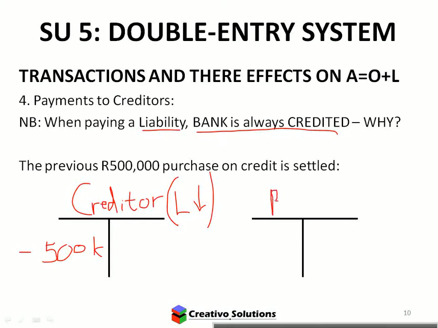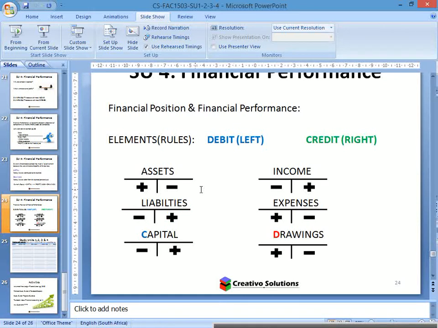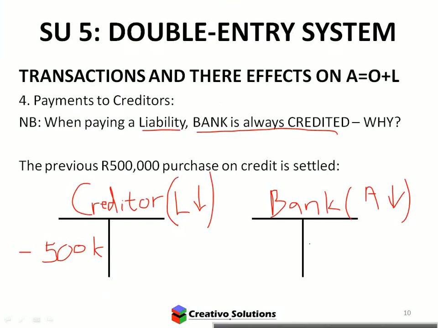How did I make a payment? I had to use cash in the bank to make the payment. Bank, we know, is an asset. If you're paying, the bank is going to decrease. If you look at your rule, assets decrease there. Credit side, so now you know where to put this. Minus 500.